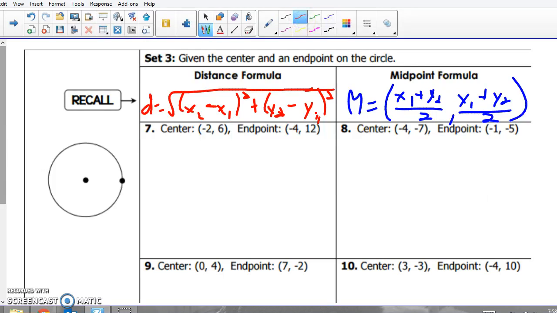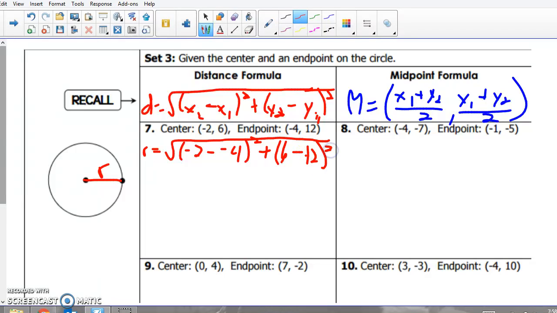So we're given the center and an endpoint, so we need to find our radius. Our radius is going to be from that center to that endpoint. To find the radius, we are simply going to use the distance formula. So it's going to be the square root. Now, it doesn't matter which one's x2 and which one's y2. I'm just going to use the center as my x2. So it'd be negative 2 minus my x1, which would be negative 4, squared, plus my y2. My y2 has to match my x2. So since I used negative 2 as my x2, I have to use 6 as my y2, minus 12, and let's square that. Okay, so this is going to change to a plus there.